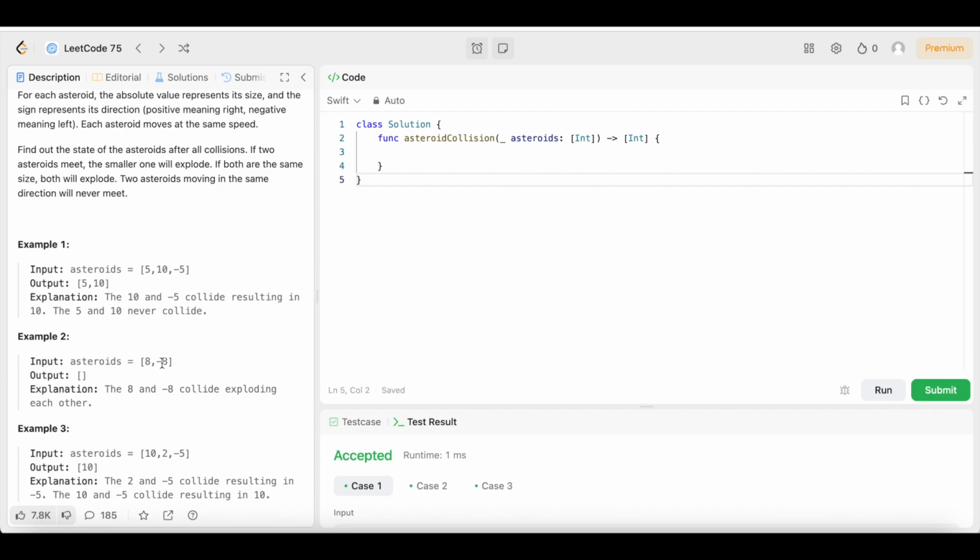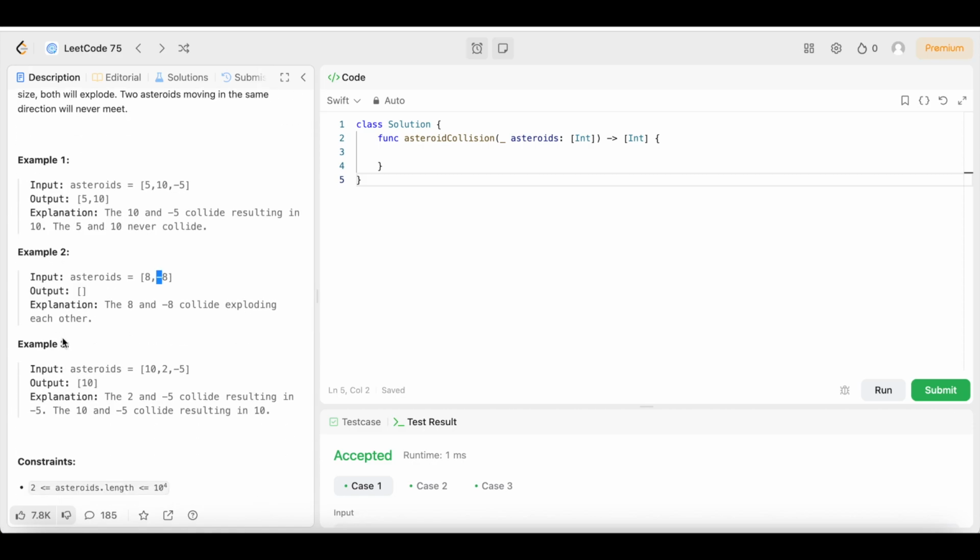Which can be confusing because you might look at it like -8, that's smaller than 8. So why doesn't 8 just run through that? It's because the negative sign is not necessarily meaning the size of the asteroid. It's just meaning the direction that the asteroid is moving. So this negative sign just means the asteroid is moving to the left, and the positive integer means the asteroid is moving to the right.